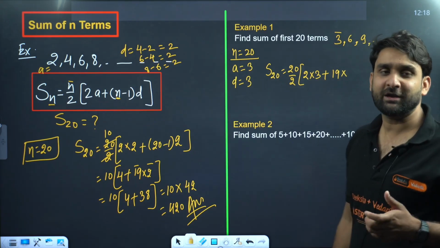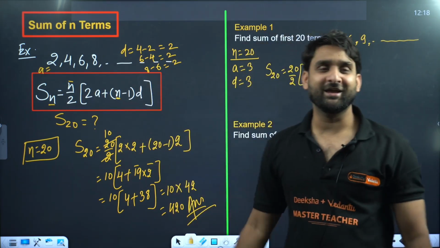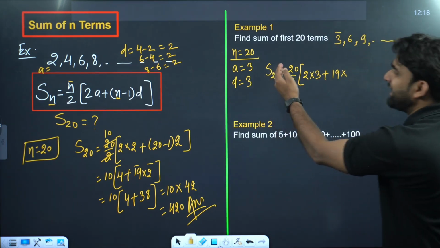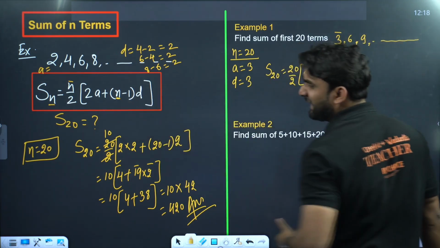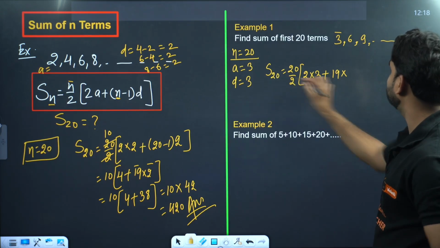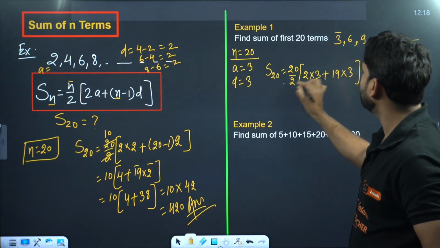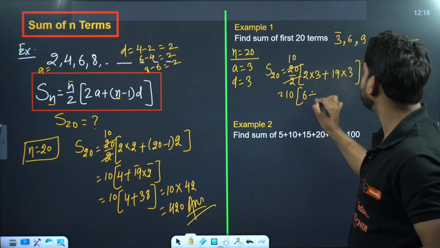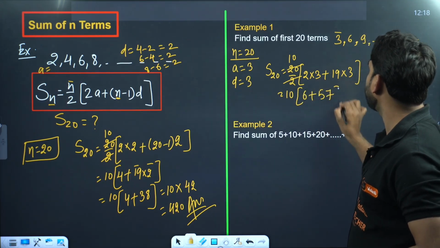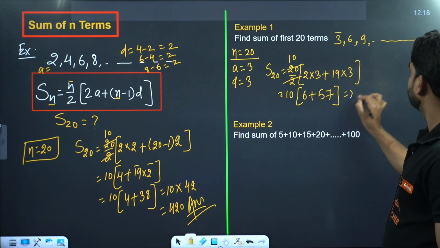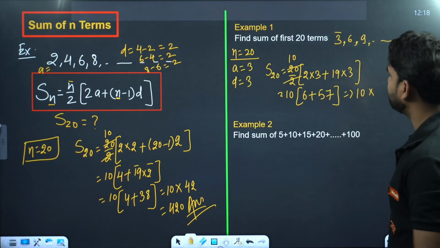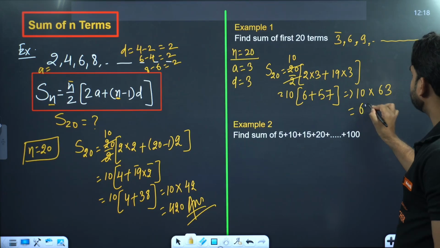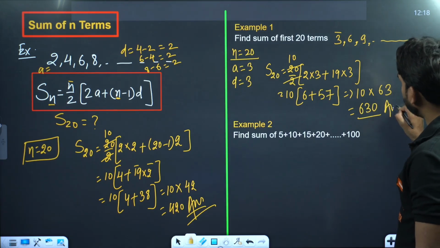When you become ultra pro, you don't need to write the formula again and again, and this n minus 1 again, no, you don't need. If 20 is there, the bracket will be n minus 1, that will be 19, 1 less. So 19, D is 3 here. Now solve this. This is getting cancelled, so this is 10 here, 3 into 2 is 6, plus 19 into 3 is 57. Now solve this: 10 into 57 plus 6, that will be 63. So the answer will be 630.